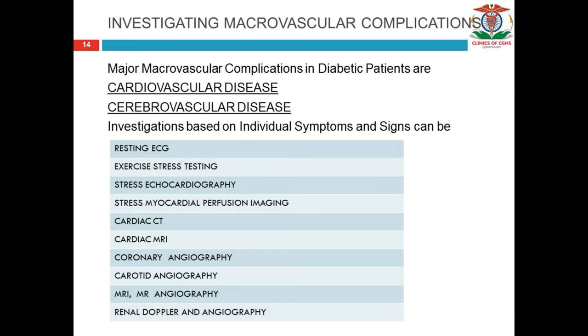Macrovascular complications are mainly cardiovascular and cerebrovascular, we know. The investigations which we can do on an OPD basis regularly essentially is an ECG, which has to be done every year, and an echocardiograph depending on the patient's symptoms. Other tests, higher ones like stress test or cardiac CT, MRI, angio, we refer for these.